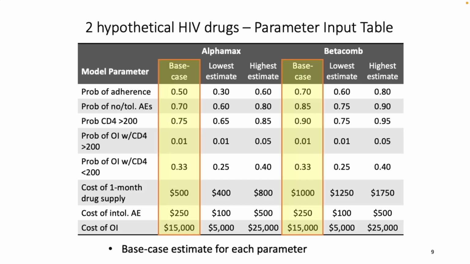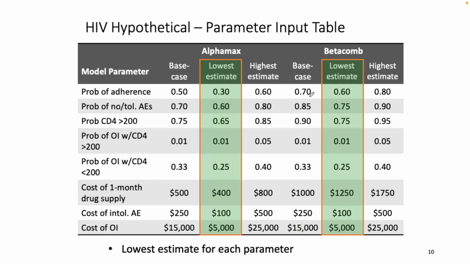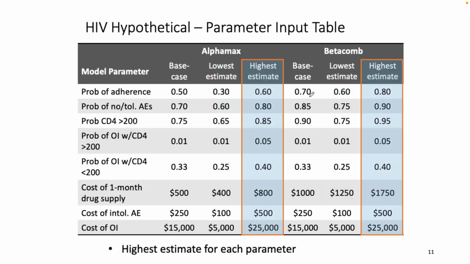The base case is the mean estimate. This is what we assume is our best guess for what this parameter really is. So you have the model parameters over here. Let's look, for example, at the probability of being adherent. With Alphamax, the probability of adherence is 50% as the base case, and with Betacom, the probability of adherence was 70%. But then we have a low estimate and a high estimate.